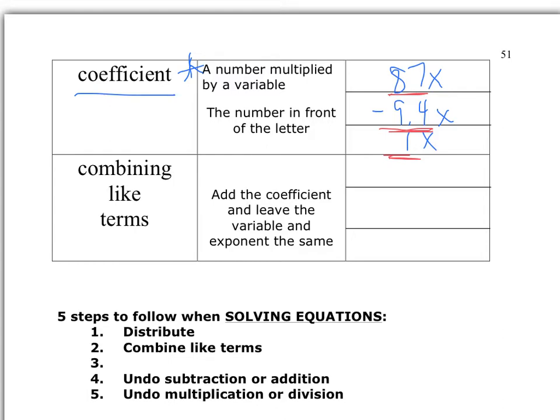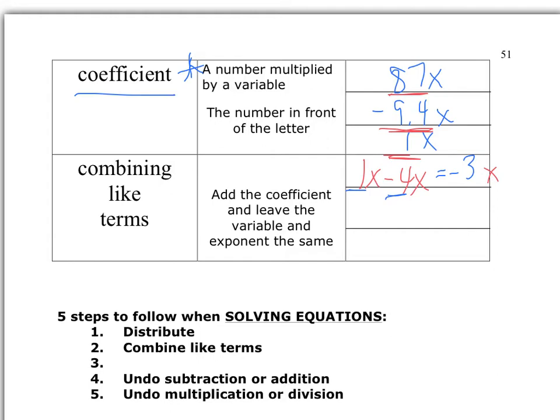Now, combining like terms, you're going to add the coefficients and leave the variable the same. For example, if you had 1x and you subtracted 4x, you're always going to leave the variable the same, but the coefficients might change. So what is 1 minus 4? Well, of course, that's negative 3. So your coefficient can change, but your variable is always going to stay the same.